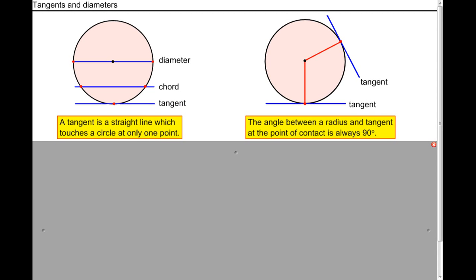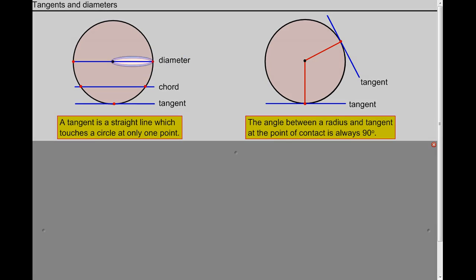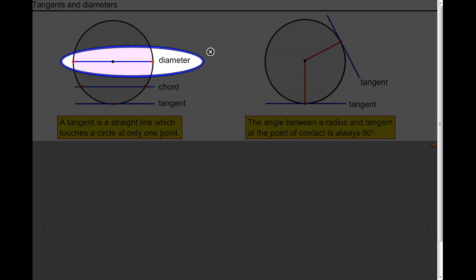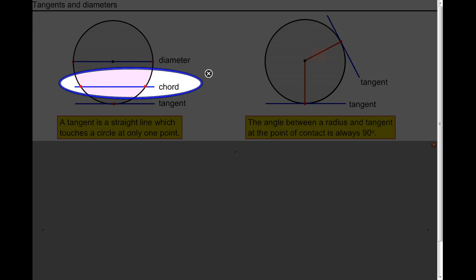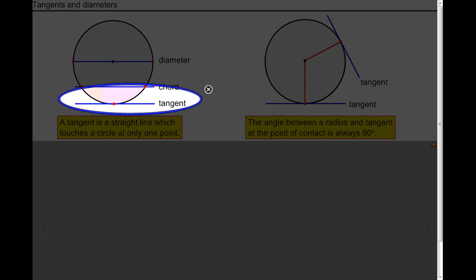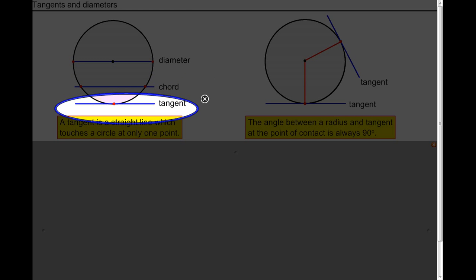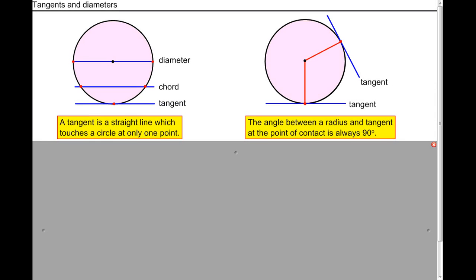And if we look at the diagram, I've got my diameter drawn through the middle here with 2 points of contact, one on the left, one on the right. Dropping down, I've got my chord, also 2 points of contact, one on the left, one on the right. Dropping it down even further though, I've got my tangent where it touches just at one point there. It's almost as though the circle's sitting on it.